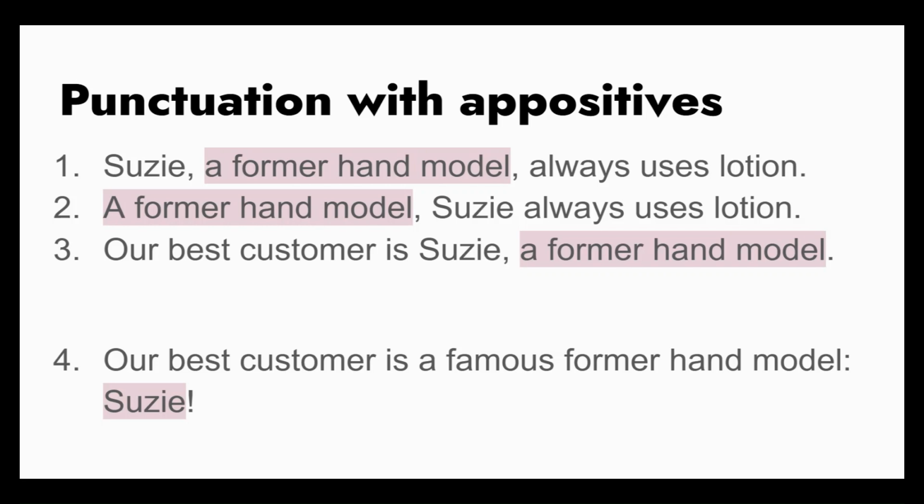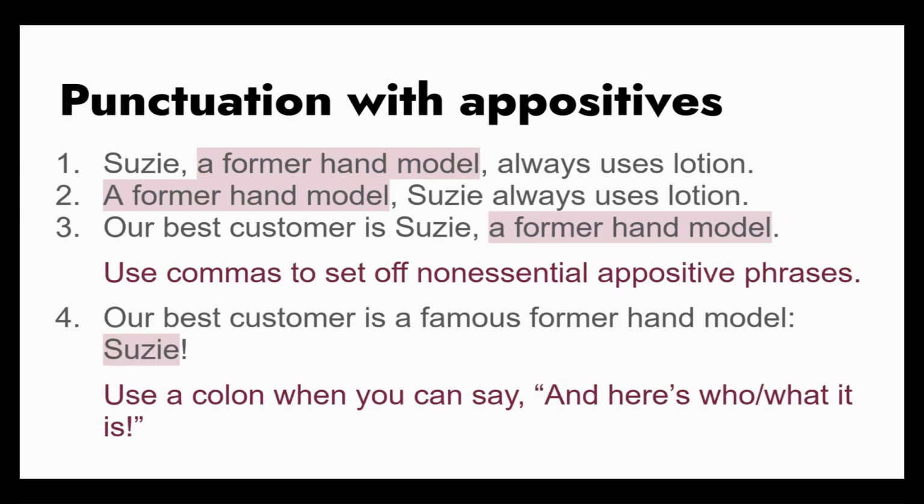Now, sometimes you might have information like an appositive that's sort of super necessary for that sentence, and you want to give it a little bit of emphasis, and you've got that sense of, and here's what it is, or and here's who she is. Well, in that case, a colon makes a lot of sense. So typically, again, with non-essential appositives, we'll just set them off with commas. But if you can say, and here's who it is, or and here's what it is, and literally fill those words into the sentence, but in your head.